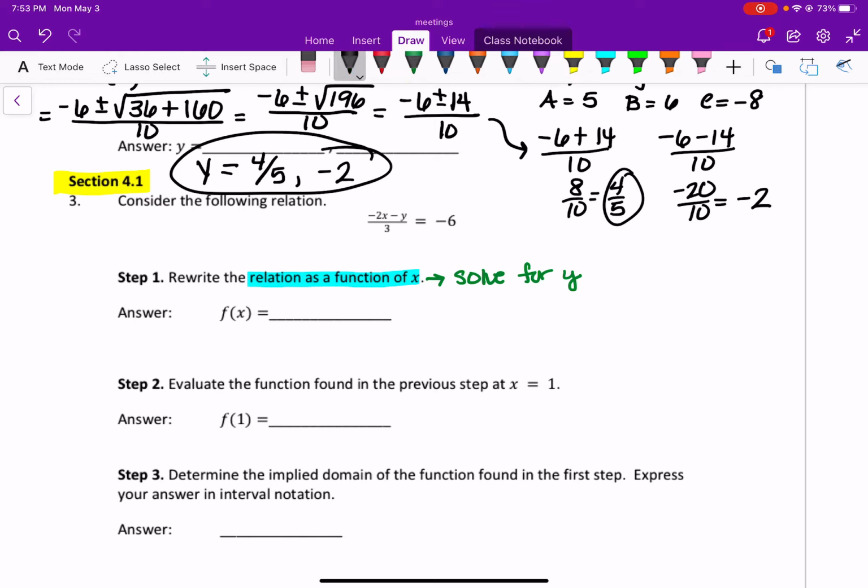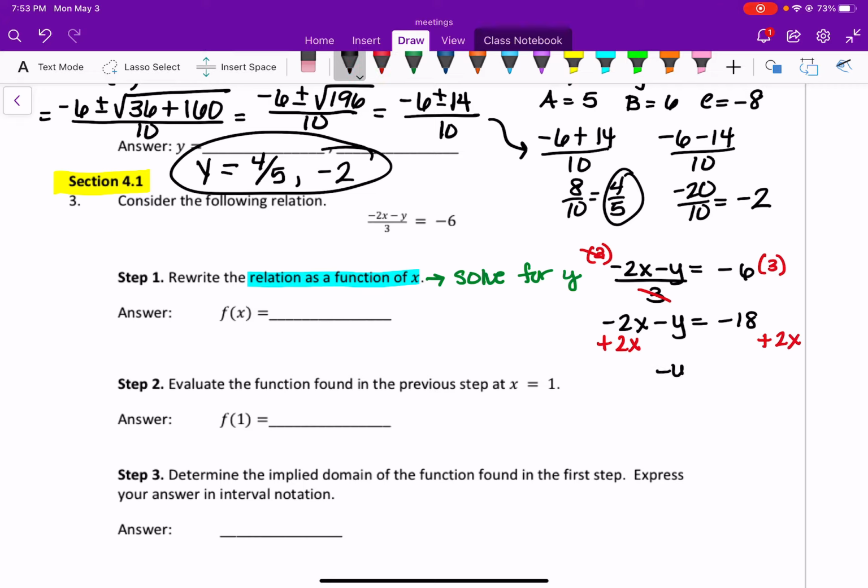All right, so let's take this guy. Negative 2x minus y over 3 is equal to negative 6. We're going to start off by getting rid of that 3 in the denominator, so we're going to multiply by 3 on both sides. So over here on the left, my 3's are going to go away. So we have negative 2x minus y equals a negative 18. We are solving for y, so we're going to add 2x to both sides.